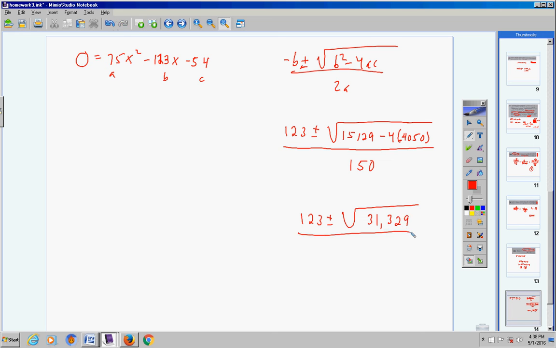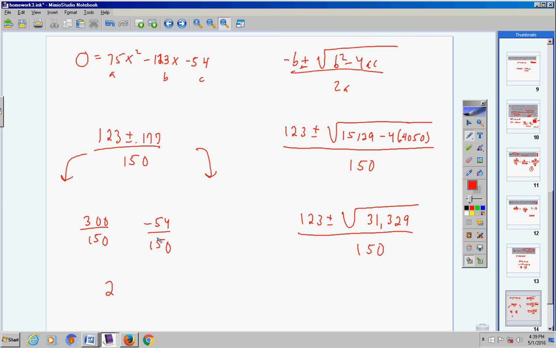All over 150, okay? So with my calculator, I typed in the square root of 31,329, and it is a perfect square. I got this out. I'll put it right up here. I got 177, so 123 plus minus 177 all over 150. So now I'm going to write this two different ways, okay? I've got 123 plus 177. That's 300 over 150. And then 123 minus 177. That's negative 54 over 150. So if you reduce this, you'll get 2. And if you reduce this, you get negative 9 over 25.